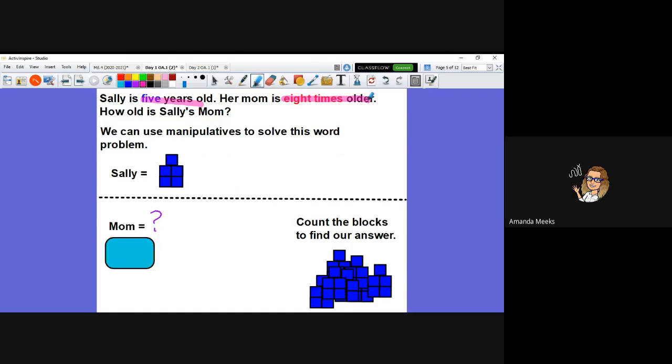All right, so we can use manipulatives to solve a problem like this. Pretend you had some blocks in your hand or some pieces of paper or something, and you had 5 of them. This represents Sally because Sally is 5 years old. Mom is 8 times older than that. So what we can do is, if we have manipulatives, we could put them in groups of 8 until we got 8 times older. So we would need 8 groups for mom.